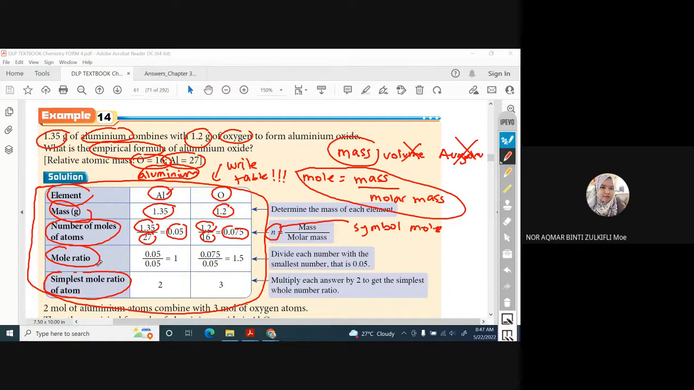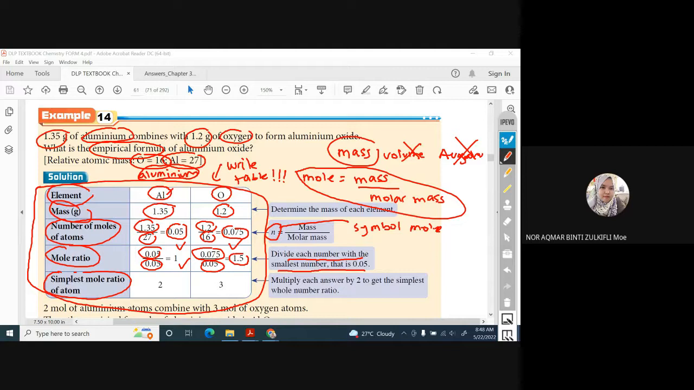Okay, next you want to find the ratio. Make sure find the smallest number of ratio. Okay, so you compare between 0.05 and 0.075. Which one is the smallest one? Of course, 0.05. So when you want to find the ratio, make sure you divide the smallest one dekat bawah ni. So means here 0.05 divide 0.05, 1. 0.075 divide 0.05, 1.5. Okay.